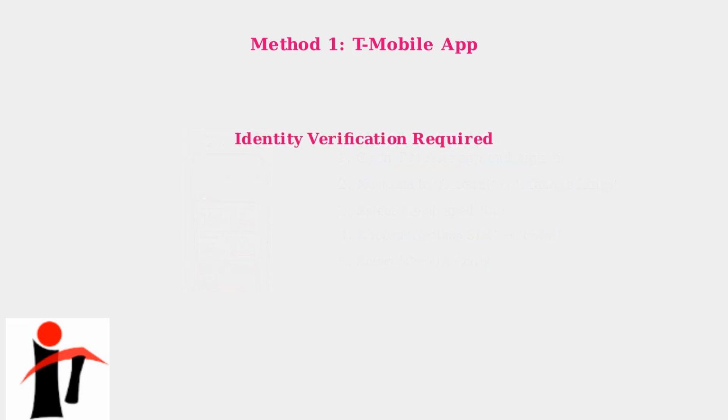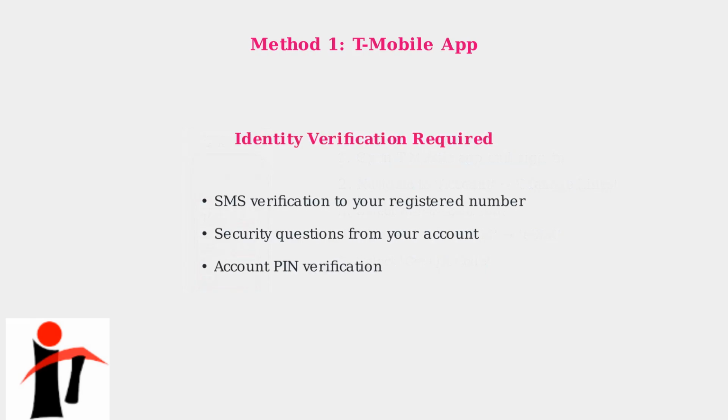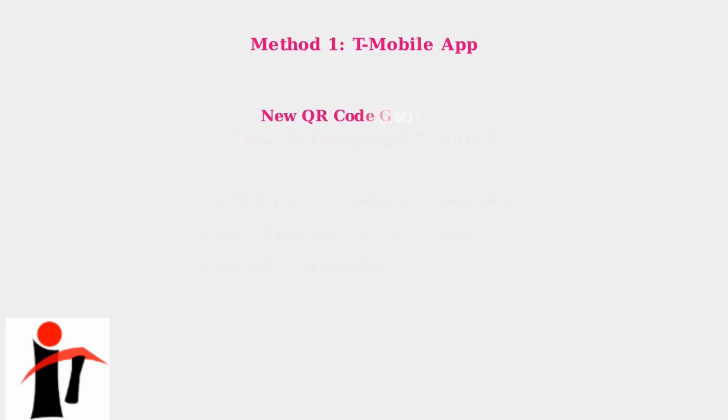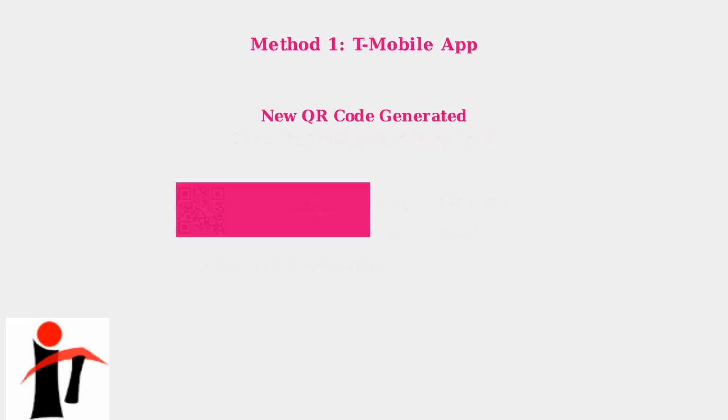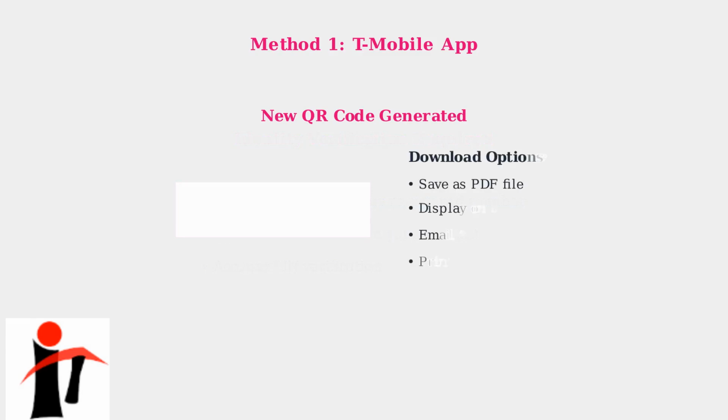You'll need to verify your identity through SMS verification, security questions, or your account PIN. This security step ensures only authorized users can generate new eSIM codes. Once verified, a new QR code will be generated. You can download it as a PDF, display it on your screen, email it to yourself, or print it directly for easy scanning. If you prefer other options, T-Mobile offers several alternative methods to generate your new eSIM QR code.